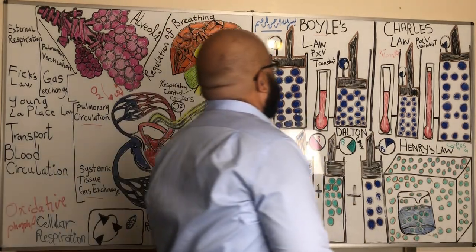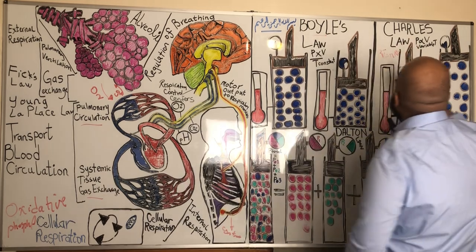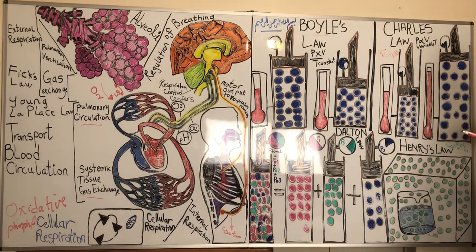So let's look at what's happening here. What's happening in Charles' law is, let's say I conserve the pressure. So the pressure is the same.